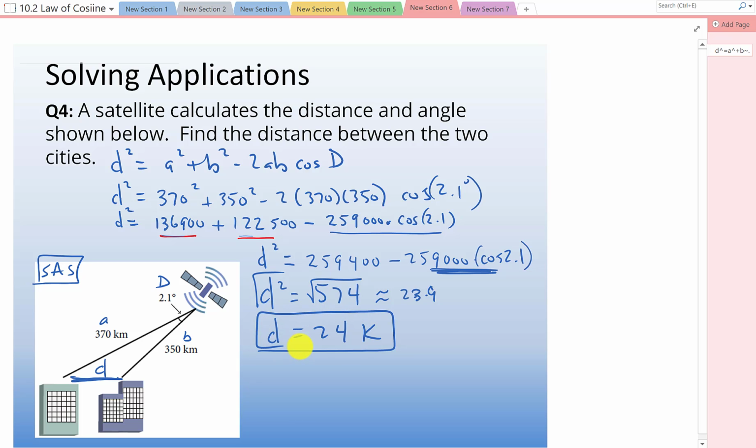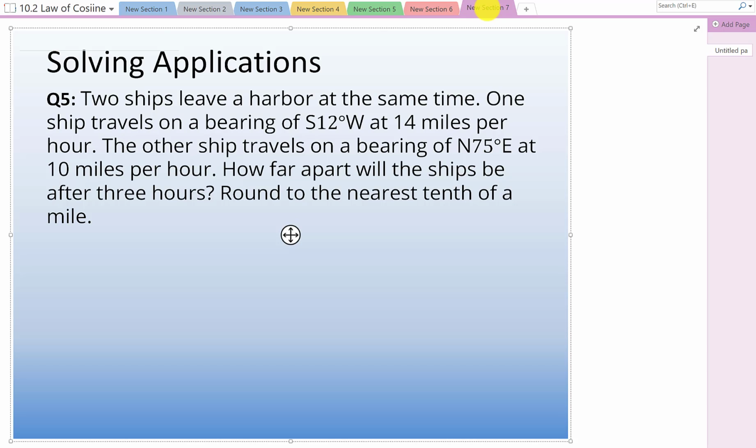So the distance between these two buildings is 24 kilometers. So that's kind of far apart. I'm not used to the metric system, so I don't have a good sense of that, but it seems like a big distance. But that's something we found out from the triangulation calculations in the satellite data. Let's look at one more example here. Now notice we're going to have to use the south 12 degrees west notation. We got to use that direction notation, so we got to be careful about our drawing here.